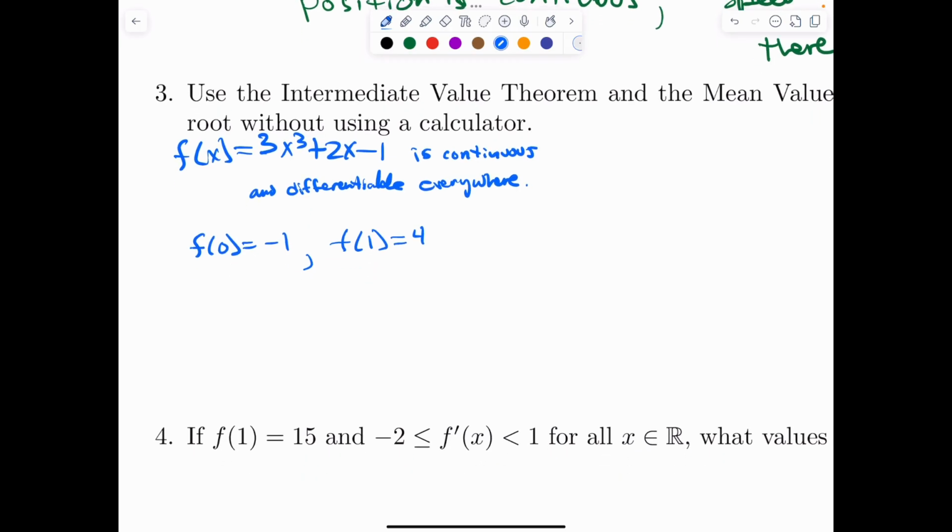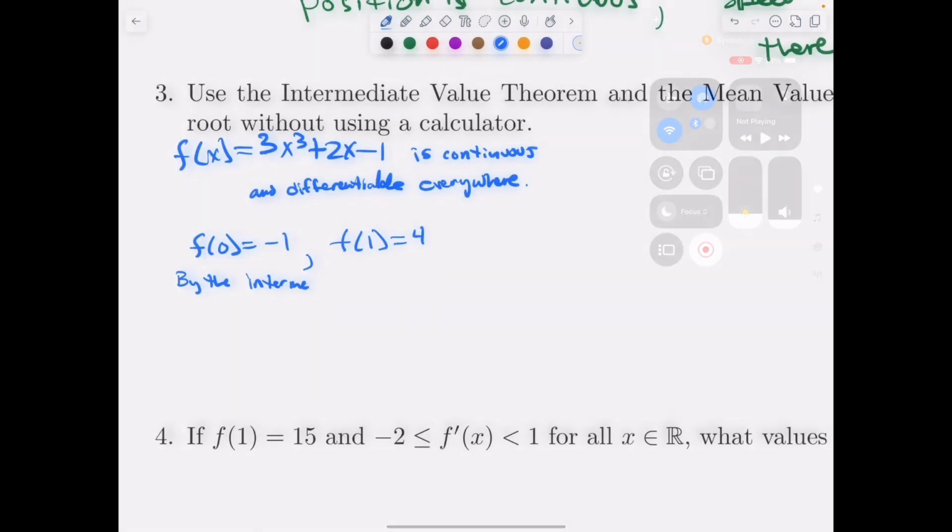And so because of this, by the intermediate value theorem, sorry, someone came to my door.